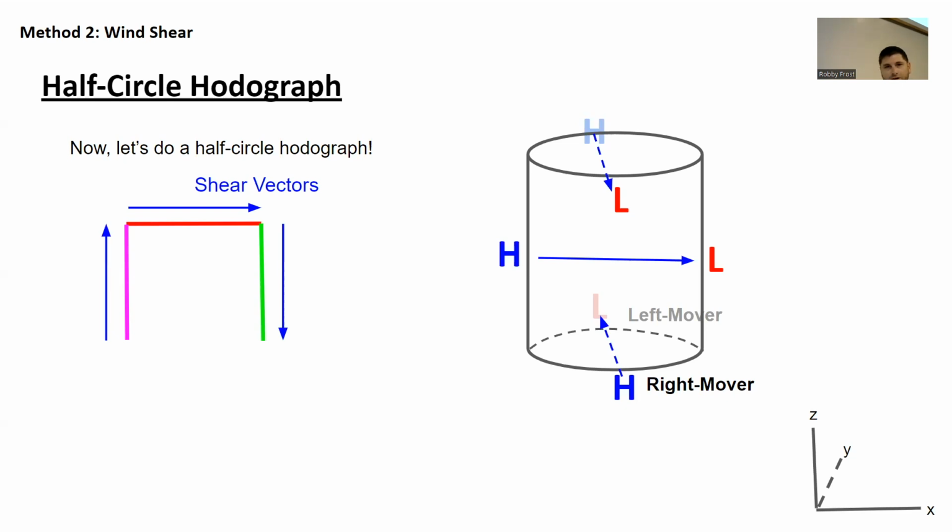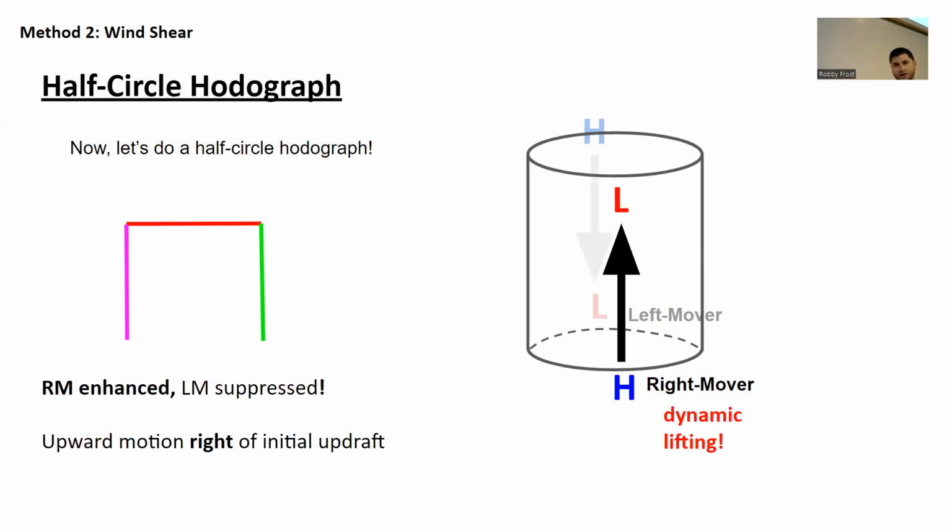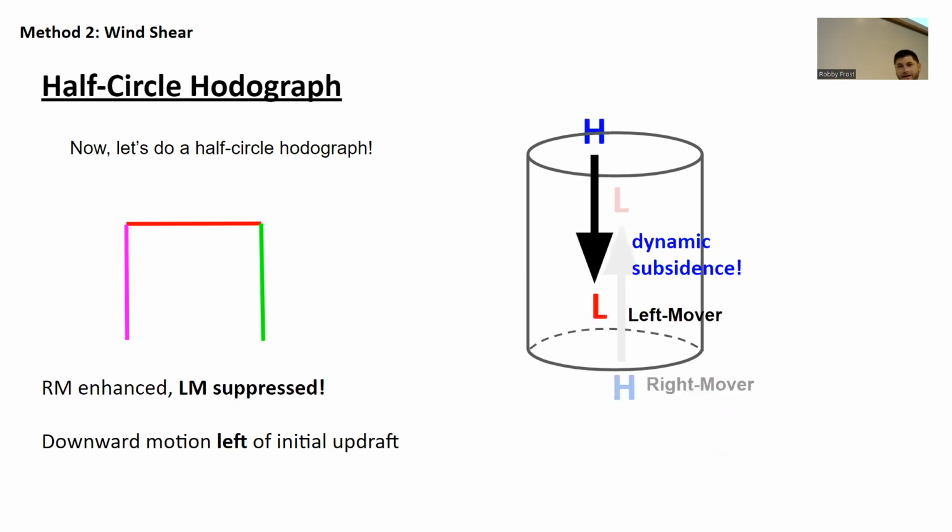So what does this do? We're stacking pressure perturbations on top of each other in this case. So to the right of the updraft, we have high in the low levels, low aloft. That drives an upward directed vertical perturbation pressure gradient force, which enhances the right mover or any motion to the right of the updraft. That's on the concave side. And on the other side, it's high over low.